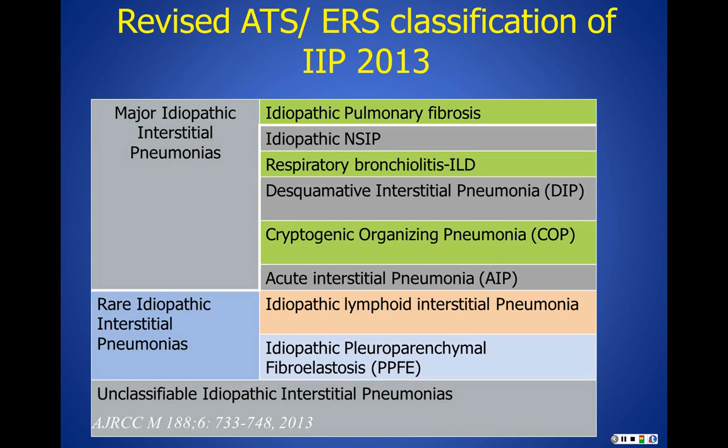So it's made quite simple for us. Okay. This is IIP, idiopathic interstitial pneumonia. These are the major and these are the rare, and then we have unclassifiable. Idiopathic pulmonary fibrosis, I'll be speaking in detail. Close behind that is idiopathic non-specific interstitial pneumonitis. Please remember these 2 are smoking-related interstitial lung disease. Treatment for this condition is smoking cessation.